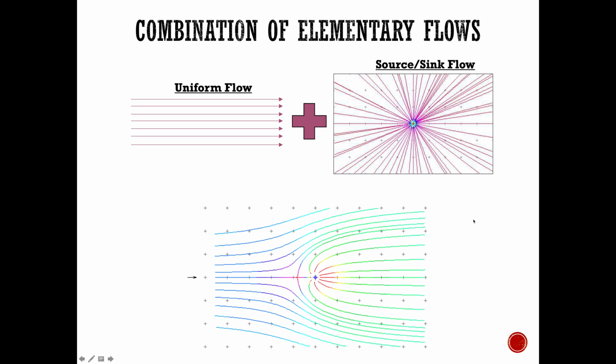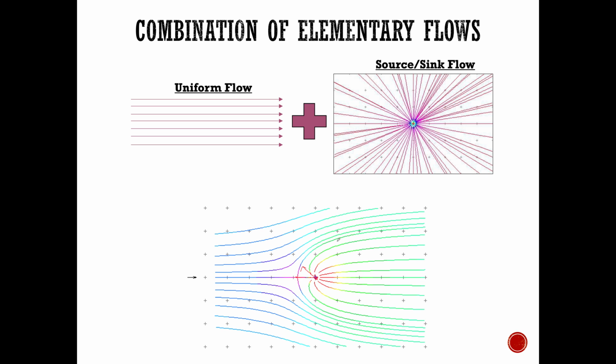When you do that, this is the flow field you end up getting. Here is the location of the source, and here's your free stream. Because of the strength of the free stream, the radial velocity components emanating from the source get pushed out by the free stream, so you get this shape.